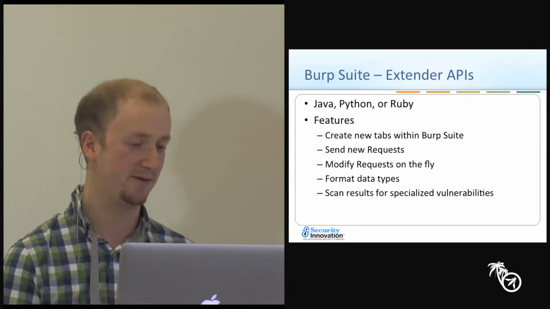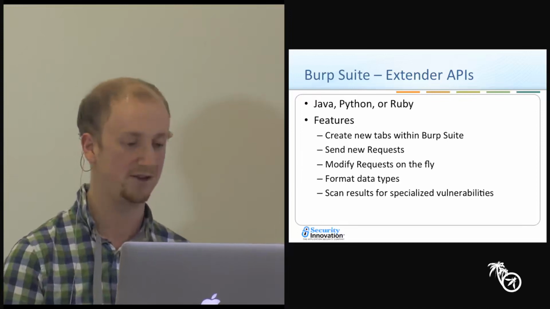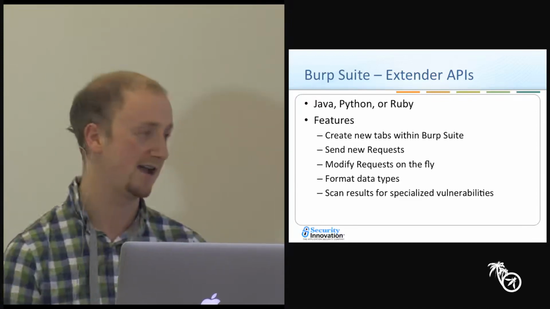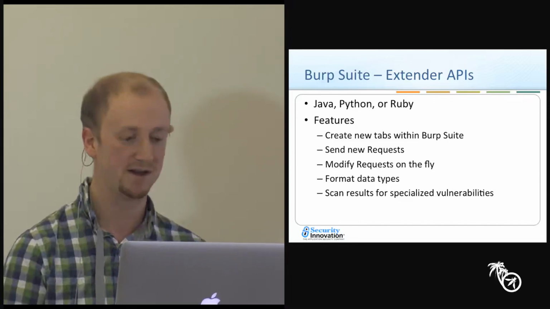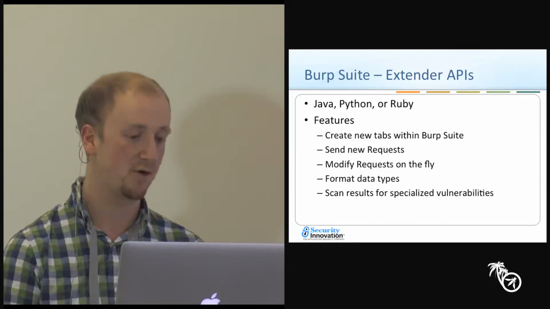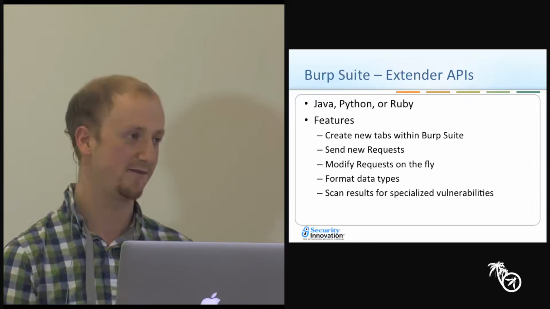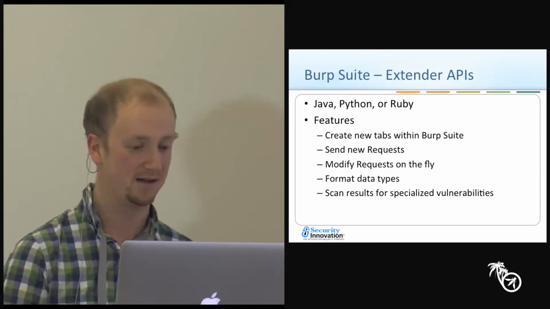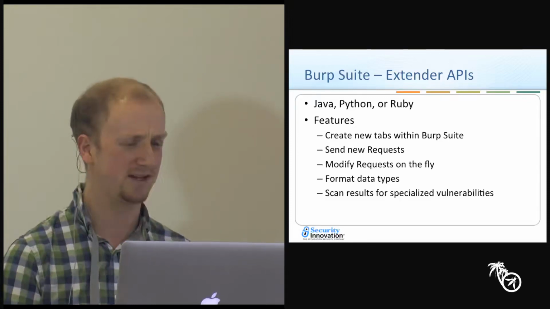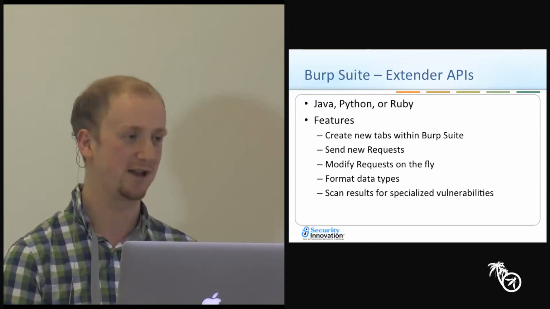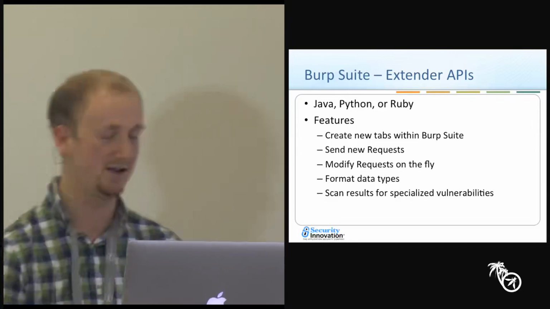Some of the features that you can do with the Burp Suite extender APIs are creating new tabs within Burp. You can send requests manually constructed from the HTTP level. You can modify every single request going through Burp. So if you want to make a modification to every header that goes through Burp, you can do that. You can format data types to make it easier for you to read and work with, like JSON, or if there's JavaScript and you want to make it pretty, you can do that. And you can update the Burp in-house scanner to search for the specialized vulnerabilities that you're looking for. So if you're working with a framework which has a specific type of vulnerability, it can be extended inside Burp to catch those.